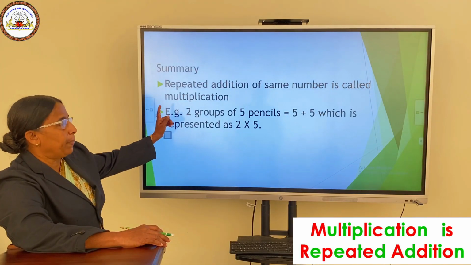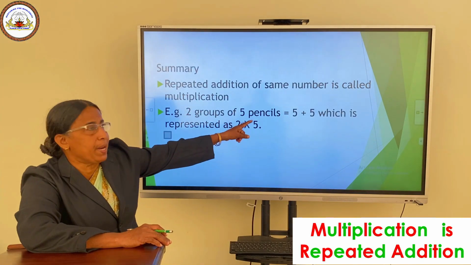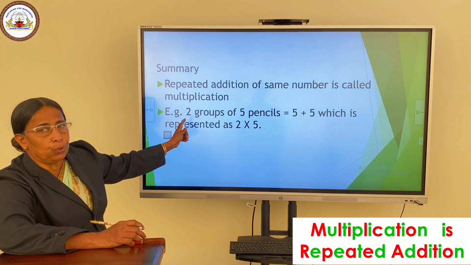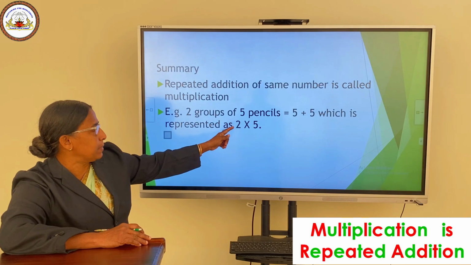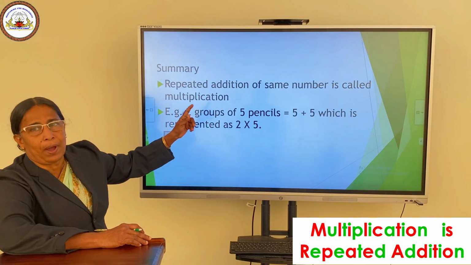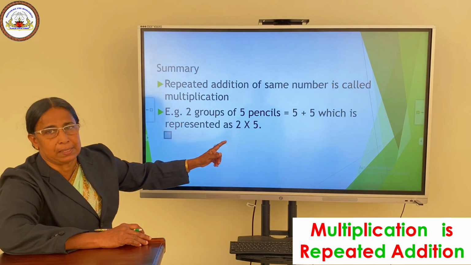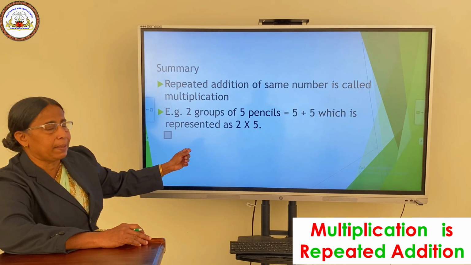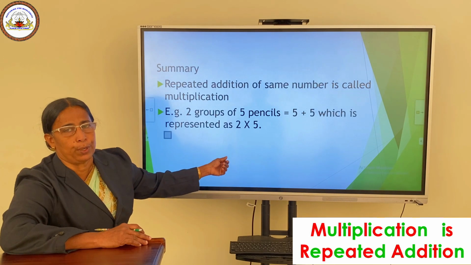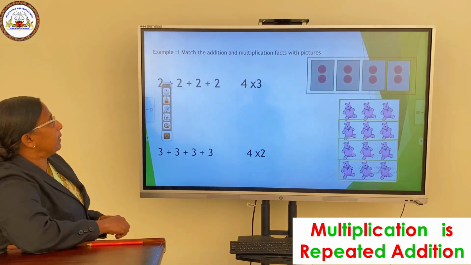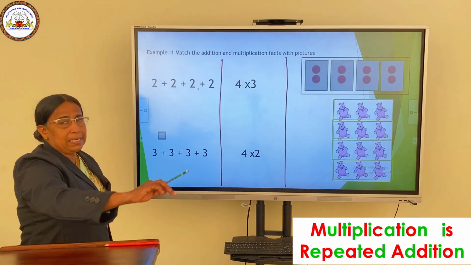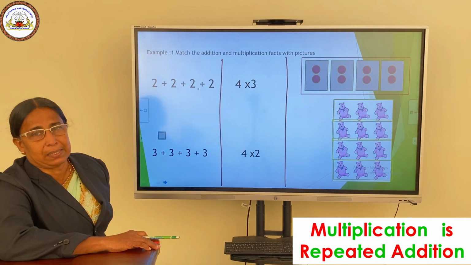Summary. Repeated addition of the same number is called multiplication. Example, 2 groups of 5 pencils equals 5 plus 5 pencils. 5 plus 5 pencils means 10 pencils. Then we can write it as 2 into 5. Now let us consider some examples.